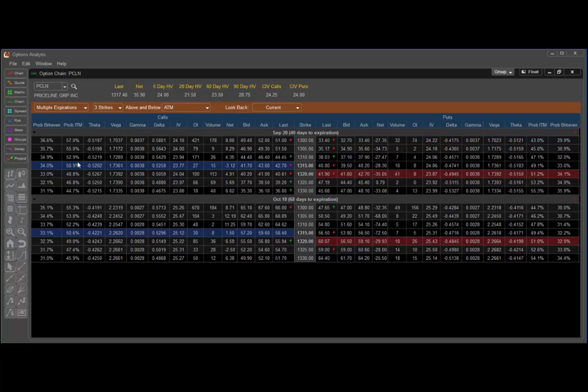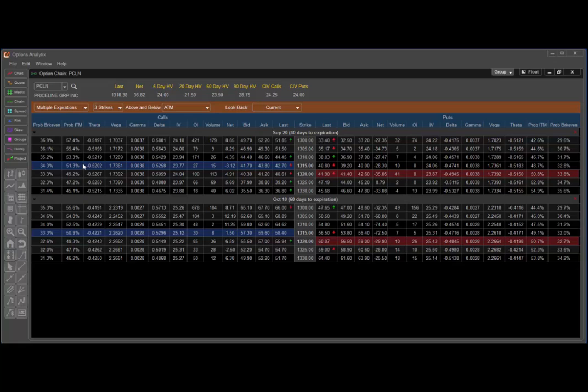The last two columns, probability in the money and probability break even, are both based on the underlying stock's historical volatility. Probability in the money is the percentage chance that the selected stock has of being at or above the strike price at expiration. In this example, since this is a 1315 strike, this represents the chance of Priceline being at or above $1,315 on September 20th, which currently is 51.3%.